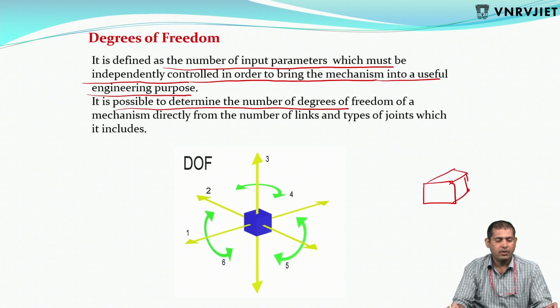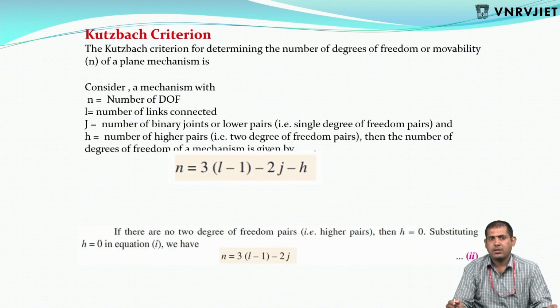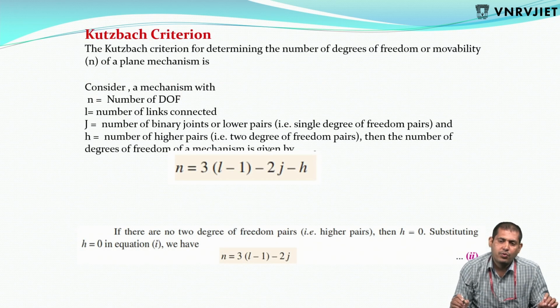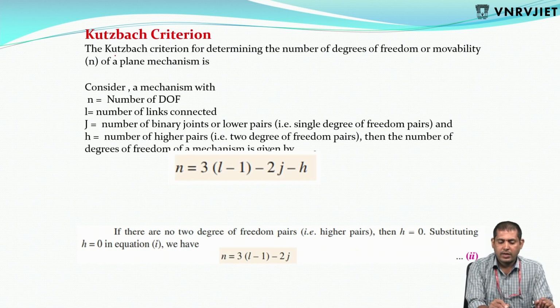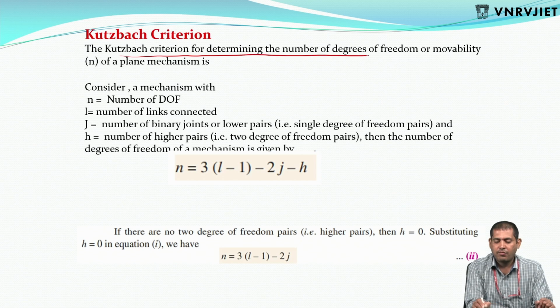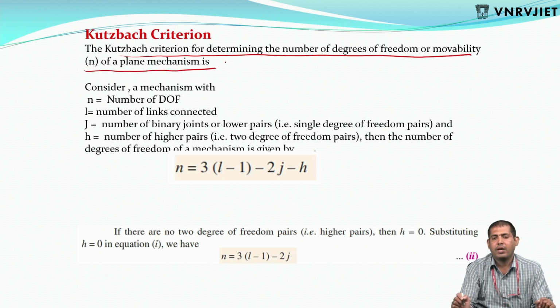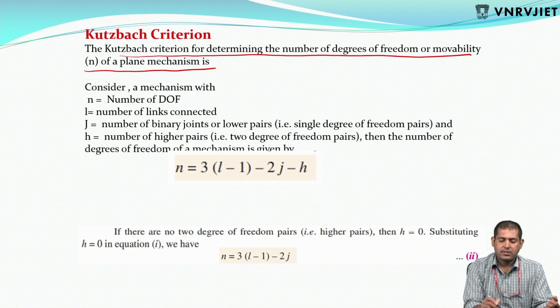Here, next, there are a few criteria to find the degrees of freedom. The first one is the Kutzbach criterion for determining the number of degrees of freedom or mobility n of a plane mechanism. Let us consider any mechanism. First, let us discuss what the formula is.